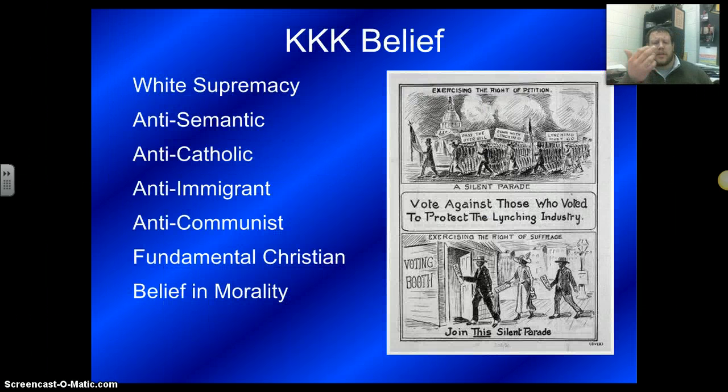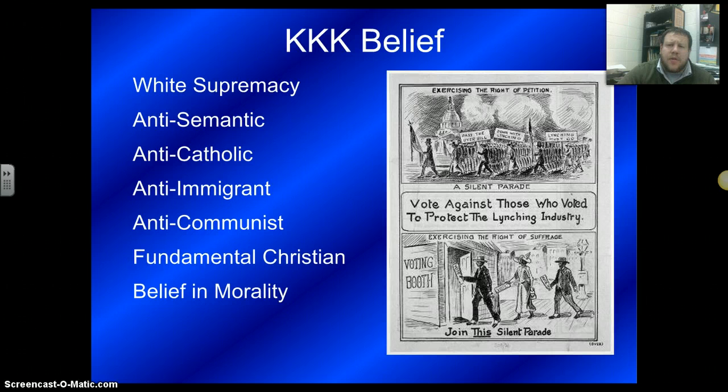The belief was very much white supremacy. Okay, it was white Protestant supremacy. It was anti-Semitic first, which is against Jewish people. It was anti-Catholic, anti-immigrant, anti-communist, very fundamentalist Christian, with a direct belief in the Bible, and very, very moral.